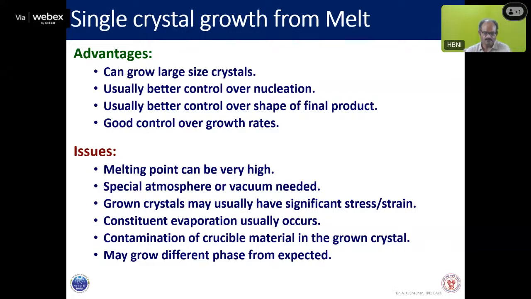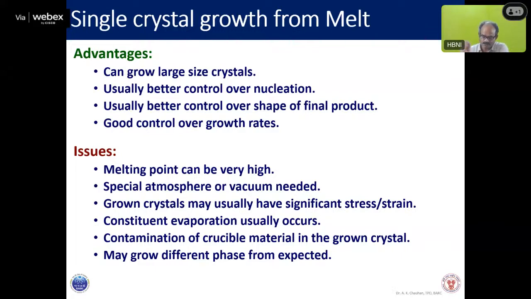And what are the different issues? The melting points can be very high. Special atmosphere or vacuum needed. Grown crystals may usually have significant stress strain, or constituent evaporation usually occurs. Contamination of crucible material in the grown crystal, and it may grow a different phase from expected. Sometimes, not always. There are a few conditions if you wish to grow a crystal from the melt method.